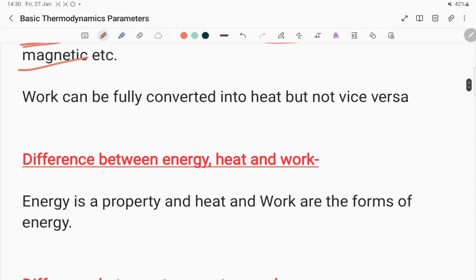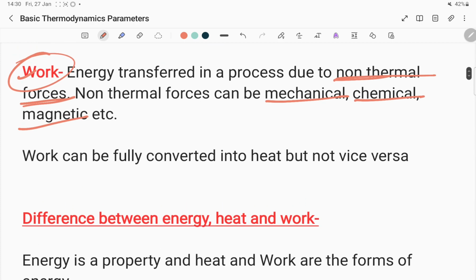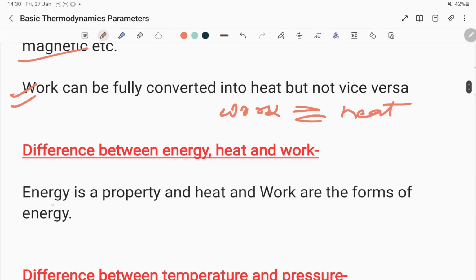Now, work can be fully converted into heat. That is, work can be fully converted into heat, but heat can't be fully converted into work. This is a very important thing you have to keep in mind. Now, what is the difference between energy, heat and work? So energy is a property, and heat and work are forms of energy.